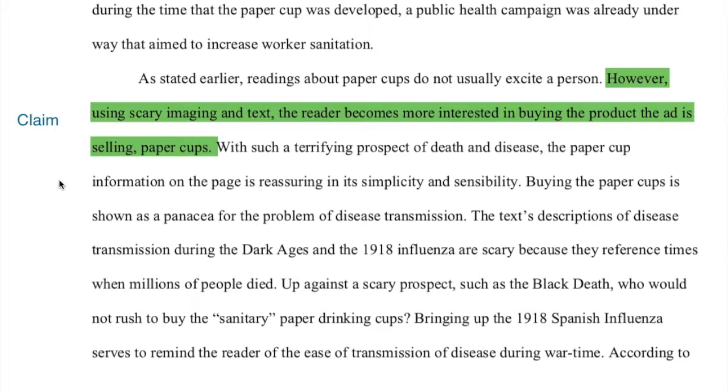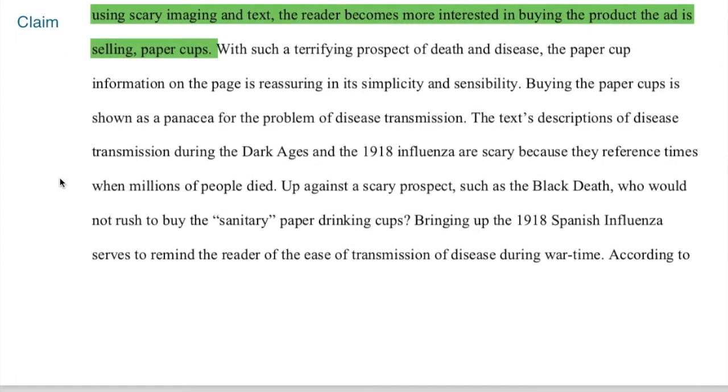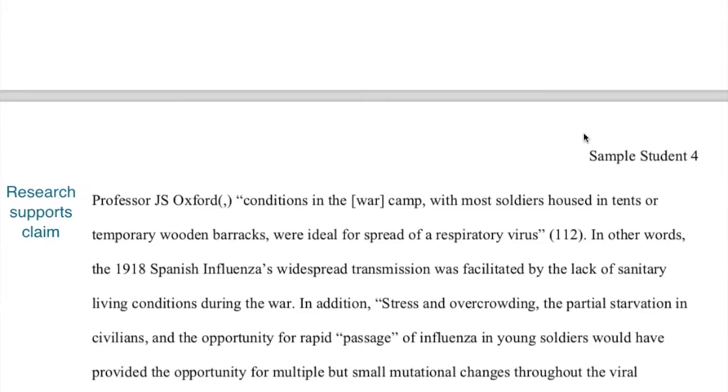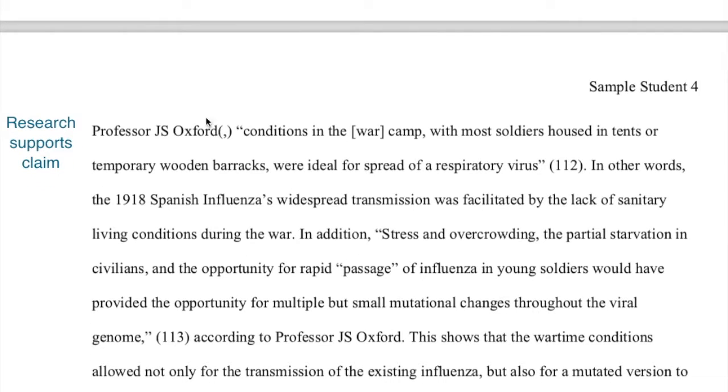And then he goes on to take a look at the text and to bring in some research about the Black Plague, more research about conditions in war camps and real fears of spread of disease, so how this ad really is building on existing fears. He found a lot of research to support that claim. So the student goes on in this vein throughout the paper.